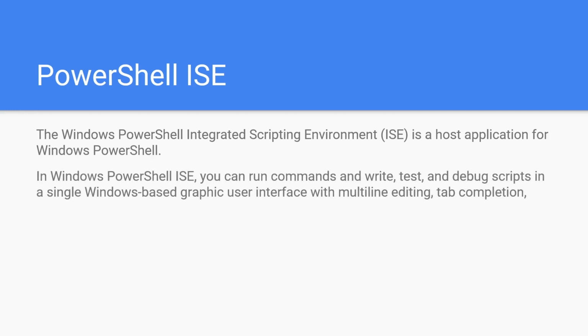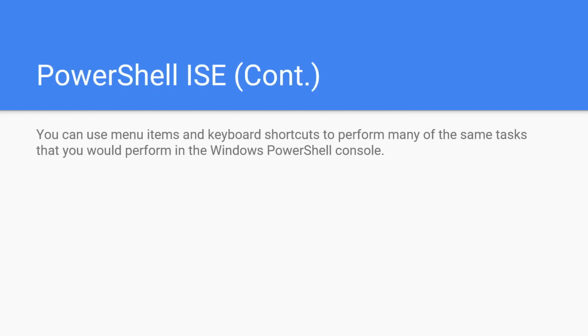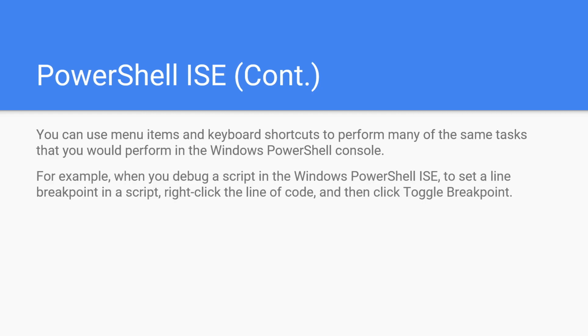Now, in Windows PowerShell ISE, you can run commands and write, test, and debug scripts in a single Windows-based graphical user interface with multi-editing, tab completion, syntax coloring, selective execution, context-sensitive help, and support for right-to-left languages. You can use the menu items and keyboard shortcuts to perform many of the same tasks that you would perform in the Windows PowerShell console. For example, when you debug a script in Windows PowerShell ISE, you can set a line breakpoint in a script, right-click on the line of code, and then click toggle breakpoint. The same as an IDE, if you notice.